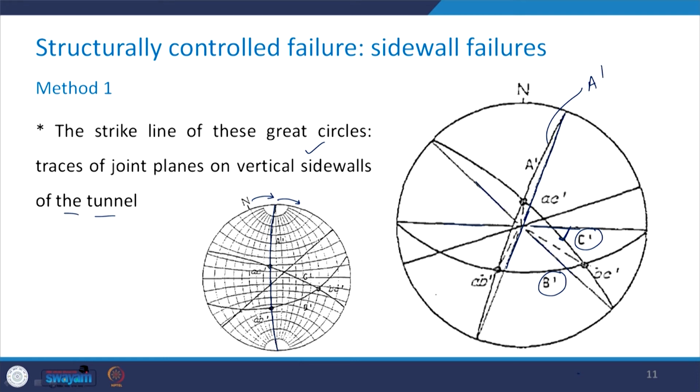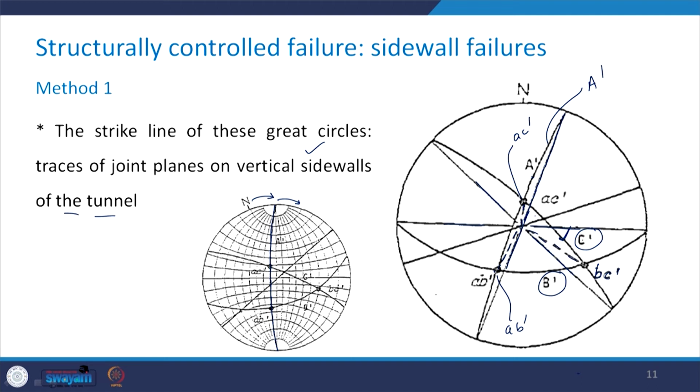Now, wherever these circles are intersecting, obviously these are the points, like for this it is BC prime, this point is your A circle and C circle. So, this point is your AC prime and this point is your AB prime. So, if you join it with the center, you will get these traces.